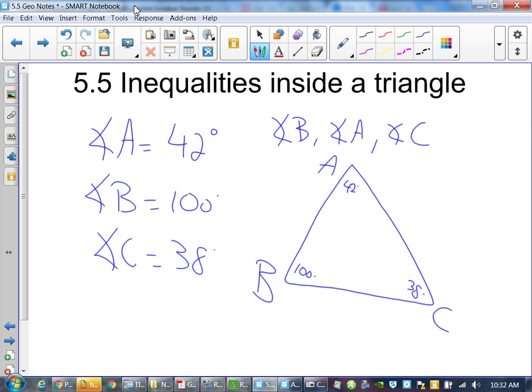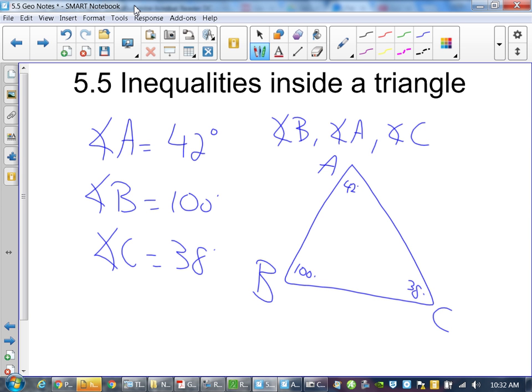Which one of those sides do you think is the longest? You're saying AB. AC. Here's why. The longest side is always going to be across from the largest angle. Now what I want you to do is think about what we did the other day with right triangles.